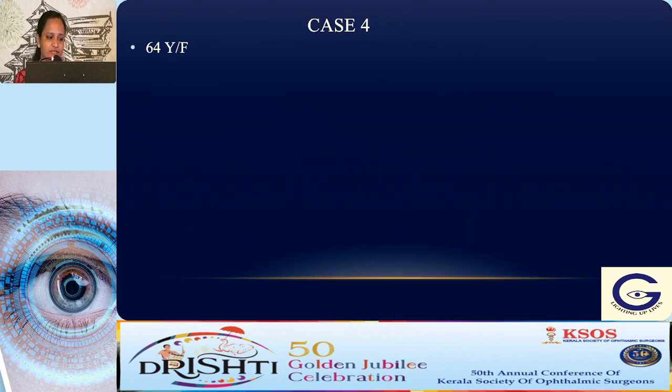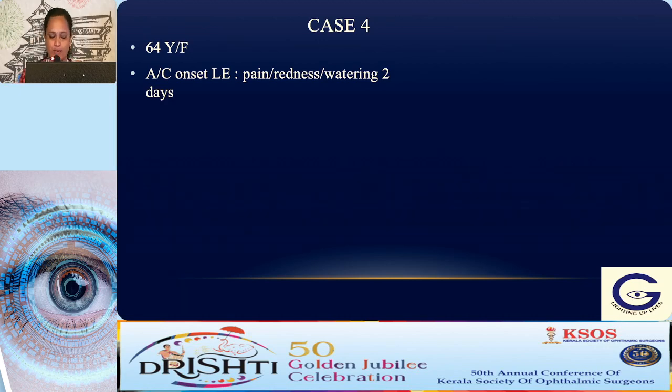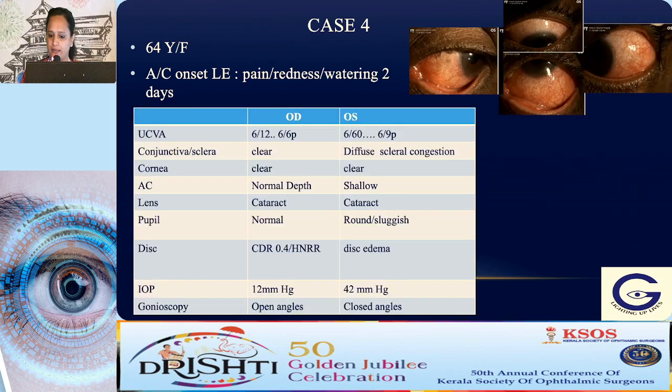This was a case of a 64-year-old female who presented with acute onset left eye pain, redness, watering since 2 days, and this was her picture. Her uncorrected visual acuity was 6/60, improving to 6/9 parts in the left eye. Conjunctiva was showing diffuse scleral congestion. Cornea was relatively clear, shallow AC, cataractous lens, round and sluggish pupil, and the disc was showing edema. Her intraocular pressure was 42 millimeters, and the gonioscopy revealed closed angles in the left eye. However, the angles were open in the right eye.